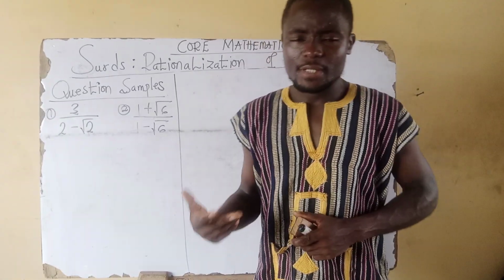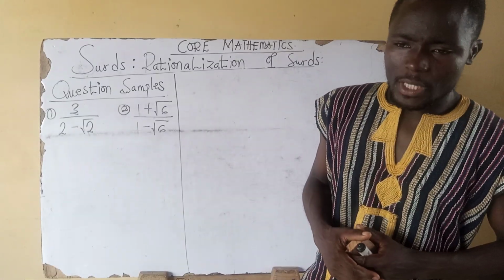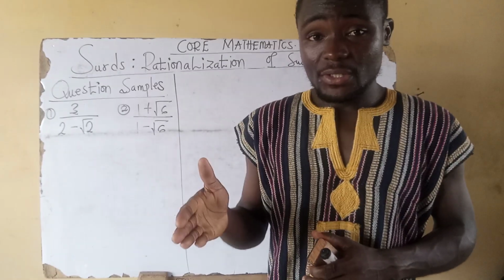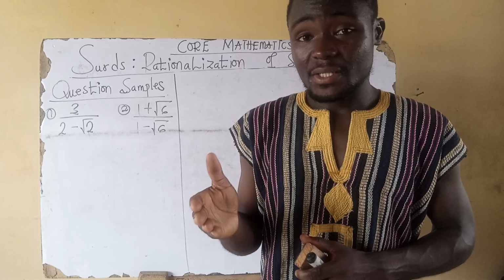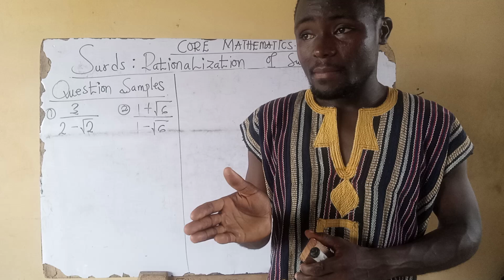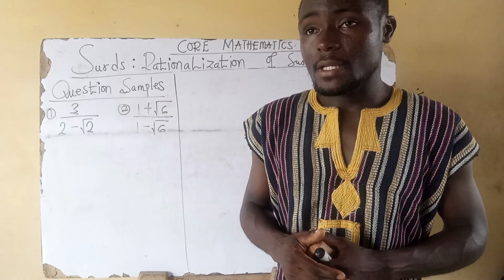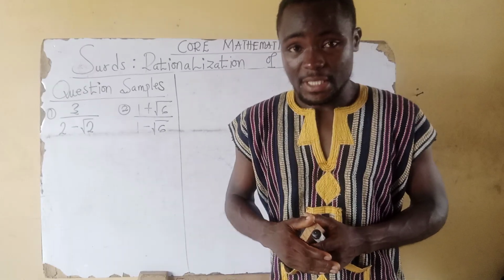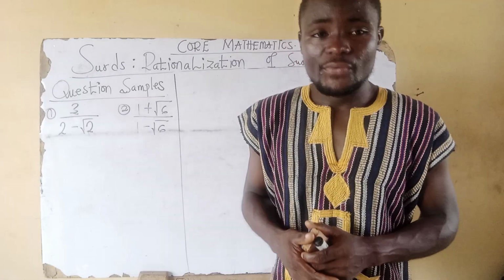So, I told you in my previous video that for problems involving fractions with surds, in which the denominator is a single surd, we have a way of going about it. In the same manner, in the case where the denominator is a binomial, there is a way of going about it, and this is what we are going to look at today.